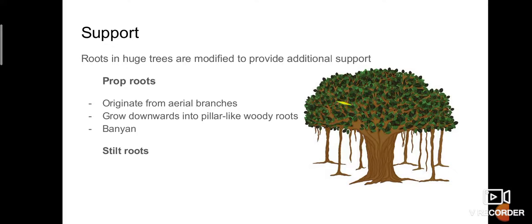Aerial means the branches which are in relation with the atmosphere. From these aerial branches, prop roots develop, and they grow downwards into pillar-like woody roots. These provide additional support to the main stem and root. The best example is the banyan tree, isn't it? The roots originate and grow in the downward direction. The prop roots go below the soil and become roots. So the presence of these additional roots provides additional support to the plant.